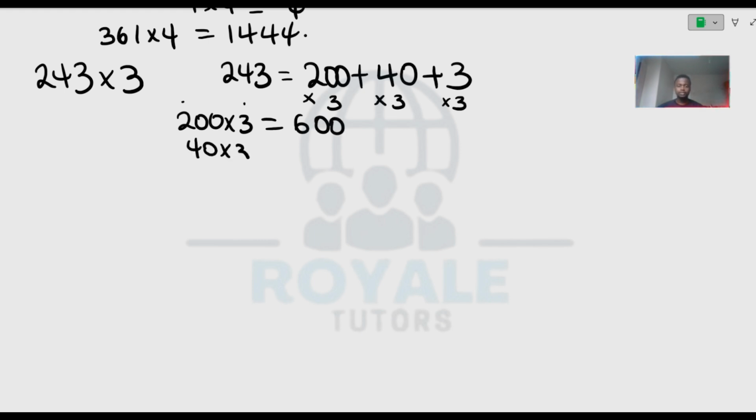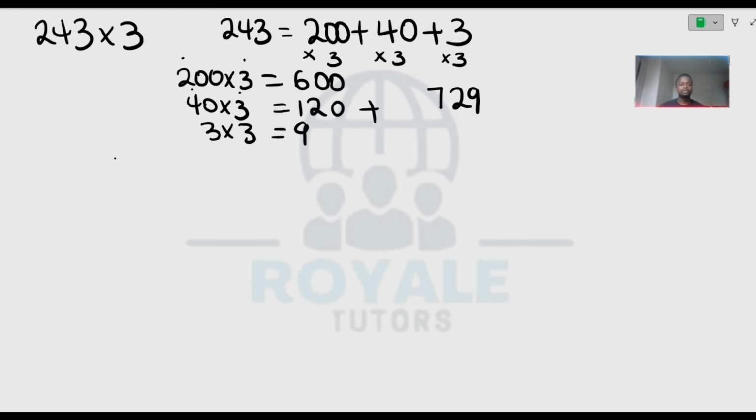40 multiplied by 3, you just do 4 times 3, which is 12, and you put 0 at the back. Then you have 3 multiplied by 3, which is 9. So you add them together, and this is going to give you 729. So that means 243 multiplied by 3 is 729.